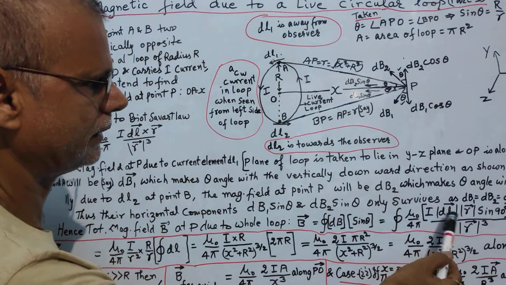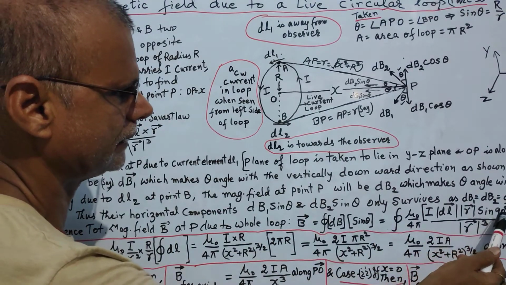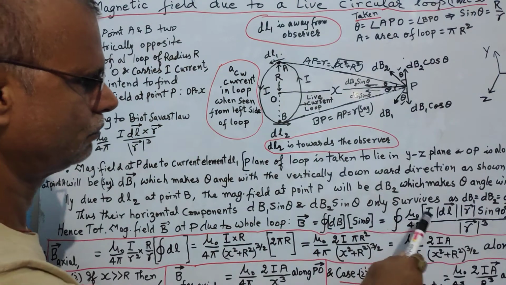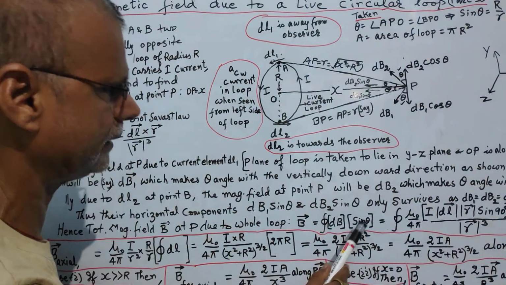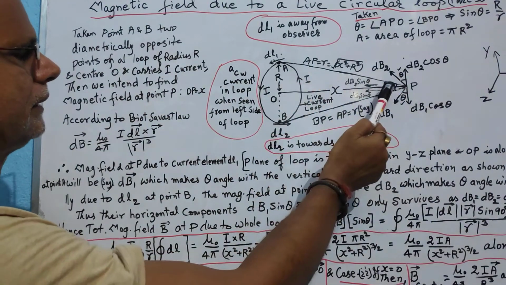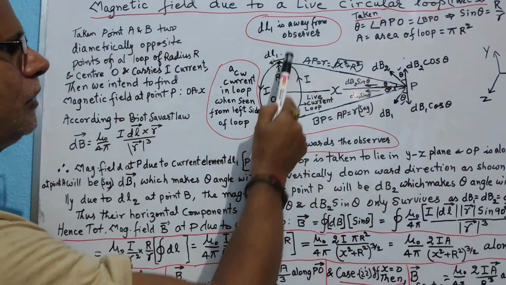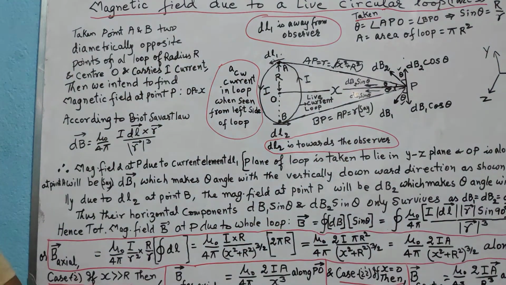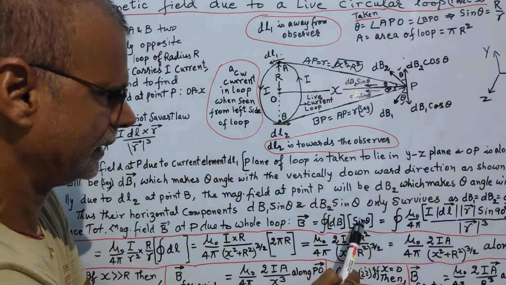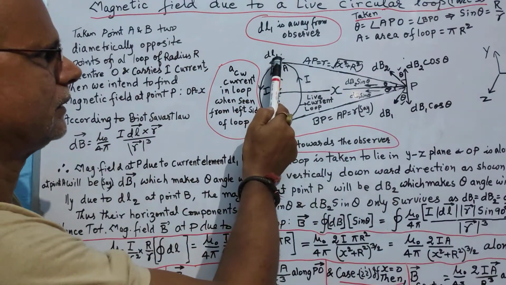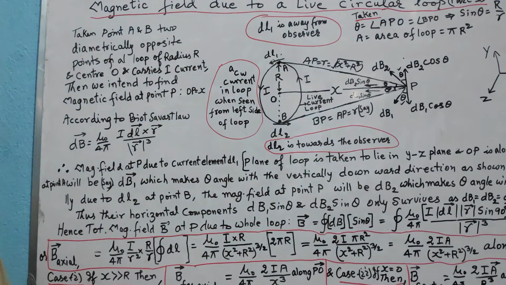So we are left with sin theta, and we expand the value of dB: mu 0 by 4 pi, sin theta, magnitude of dl, magnitude of r, sin 90 degrees, divided by magnitude of r to the power 3. For sin theta, from the diagram, angle APO is theta, and therefore sin theta is perpendicular upon hypotenuse, so it is r divided by AP, and AP is the square root of x square plus r square. So for sin theta we write capital R by small r, where capital R is the radius of the loop and small r is the distance AP, whose value is the square root of x square plus R square.